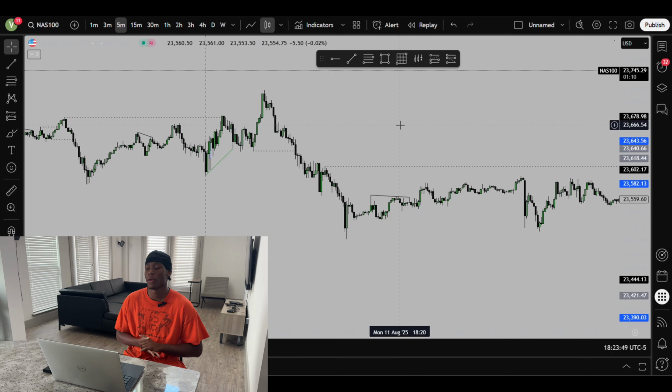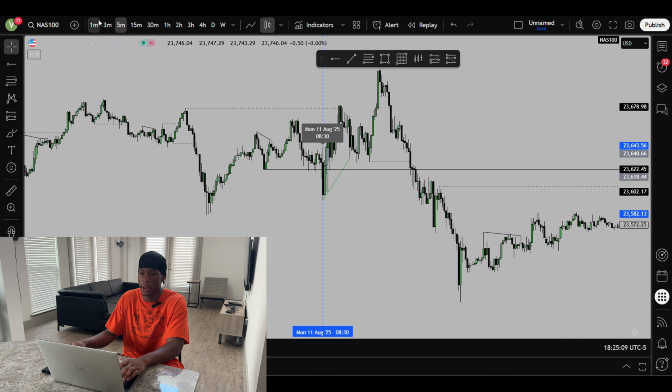Today we're going to be doing our trade recap. We're going to be going over the trades from last week. So we're going to be looking at the 11th, the 12th, and the 15th. Let's get into it. Okay, here we go.